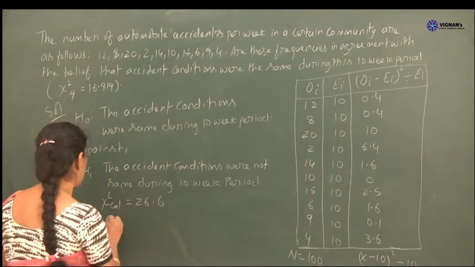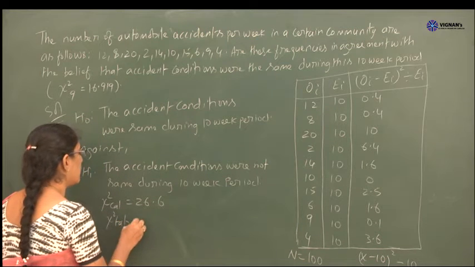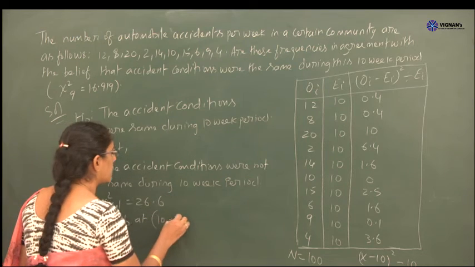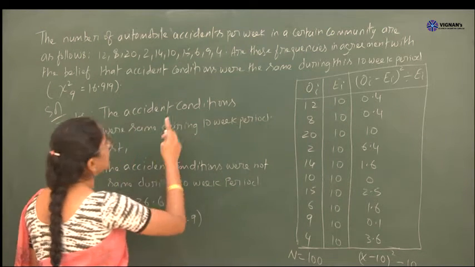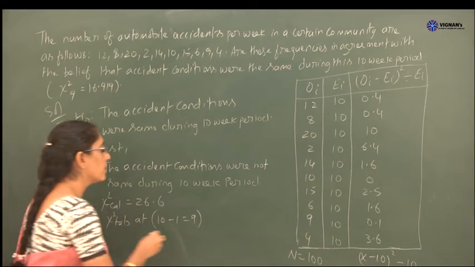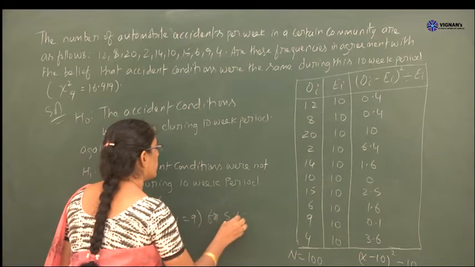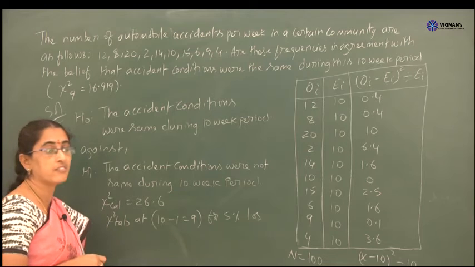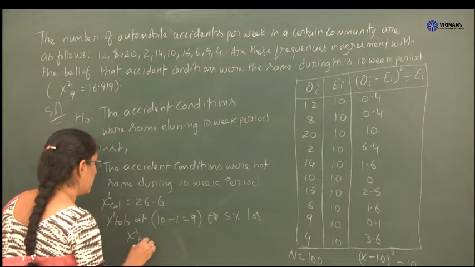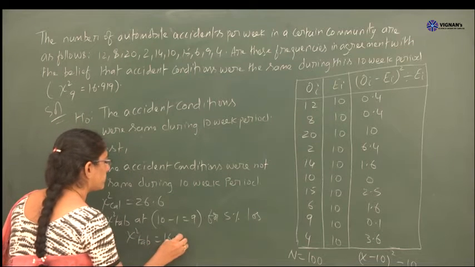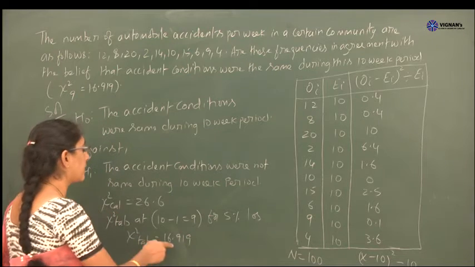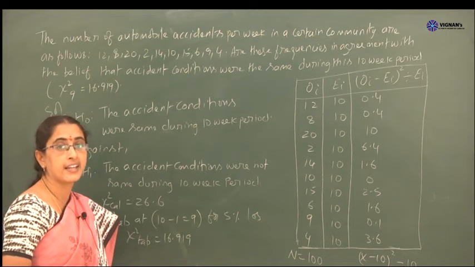26.6. Now chi-square tabulated at n minus 1, which means 10 minus 1, is equal to 9 degrees of freedom. Since the level of significance is not mentioned, we have to consider 5% level of significance. It is given as 16.919. So chi-square calculated is 26.6 and chi-square tabulated is 16.919.